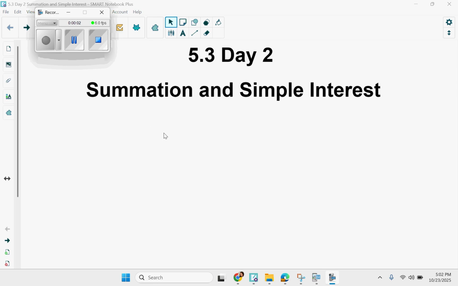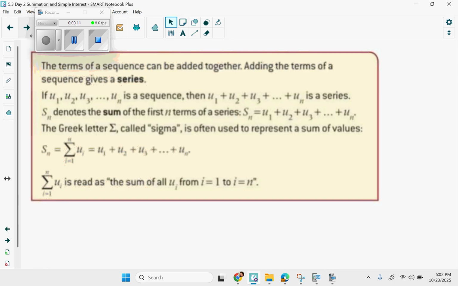Guys, so here's the notes for 5.3 day 2. We're going to talk about arithmetic series and summation as well as simple interest. Okay, so it says the terms of a sequence can be added together. Adding the terms of a sequence gives us what is called a series.